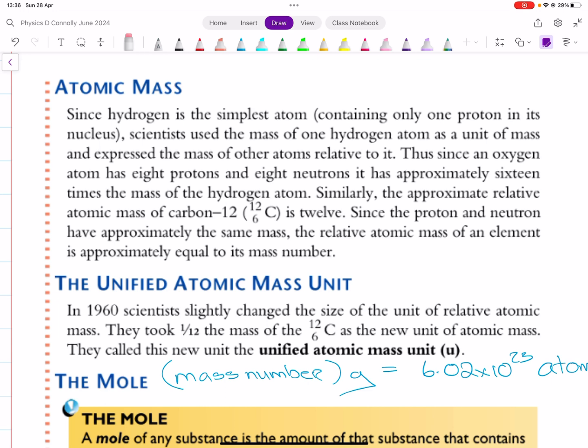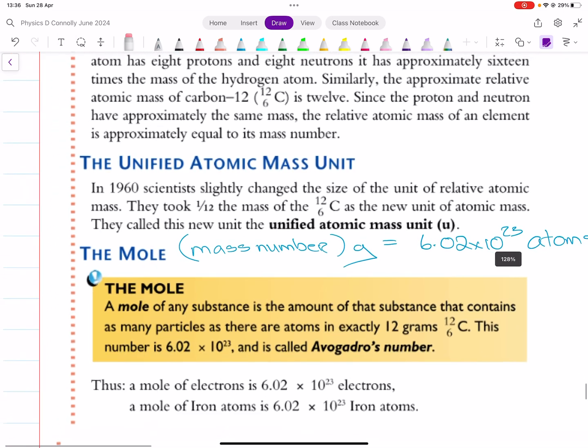Okay, so the differences here are minute, but rather than taking the mass of a hydrogen atom and multiplying it by 16 to get oxygen, it's more accurate to take the mass of a carbon divided by 12 and multiply it by 16 to get oxygen. It just gives you a slightly more accurate value, and that's your unified atomic mass unit, which is U.